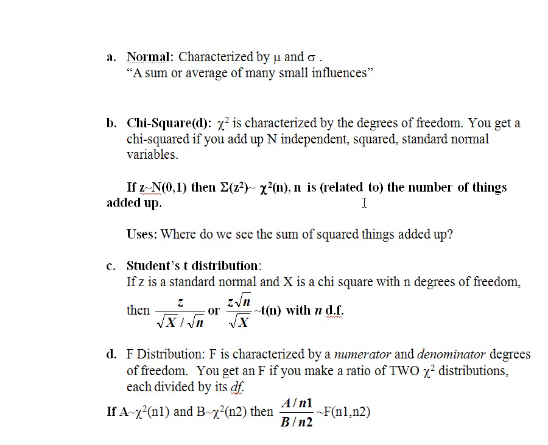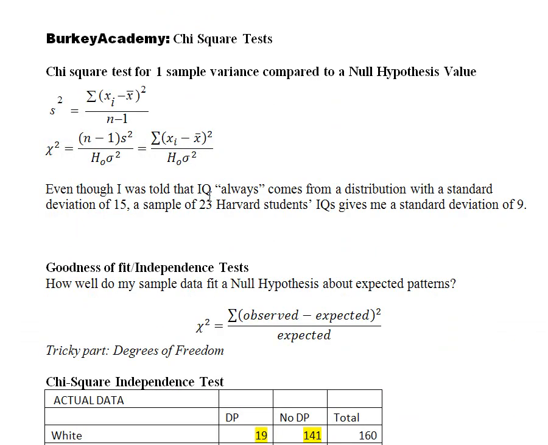However, in practice, even though the degrees of freedom is going to be related to how many things you're adding up, normally it's going to be slightly different. And so that's the tricky part with a chi-squared distribution. You're adding up squared things, that's kind of easy, but the degrees of freedom can be somewhat tricky. Let's go through some particular examples of chi-squared tests so you can see how this works.